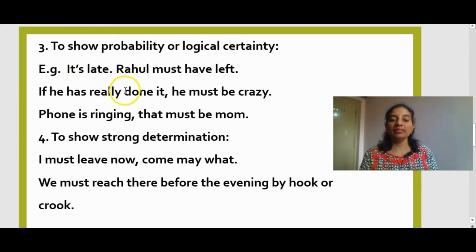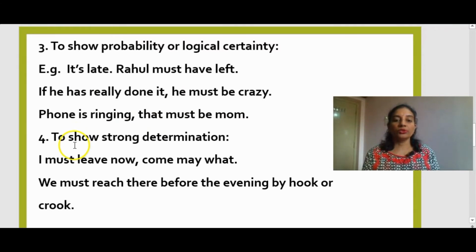If he has really done it, he must be crazy. Oh my God, he must be crazy. How did I come to this conclusion? He must be crazy, because based on certain activity, if he is the one that has done that crazy activity, then he must be really crazy, mad. The phone is ringing, that must be mom. How have I come to a conclusion that it must be mom? Because this is her routine time to call me every day.